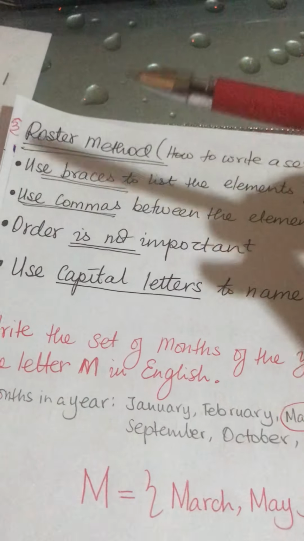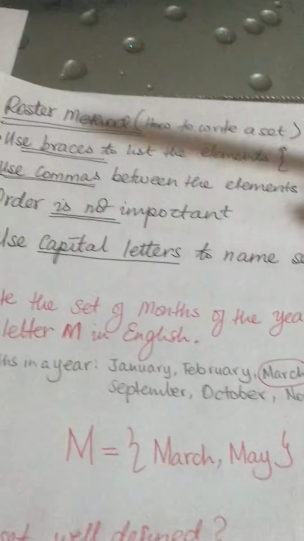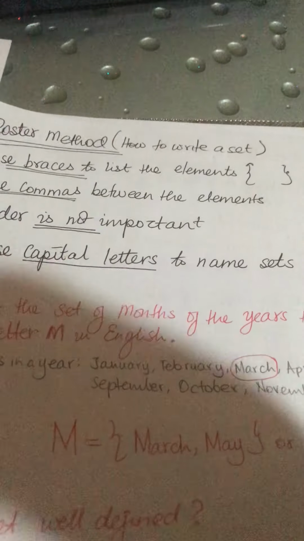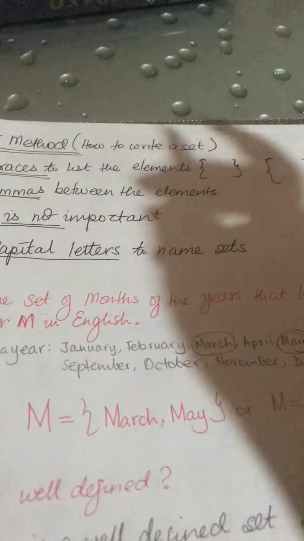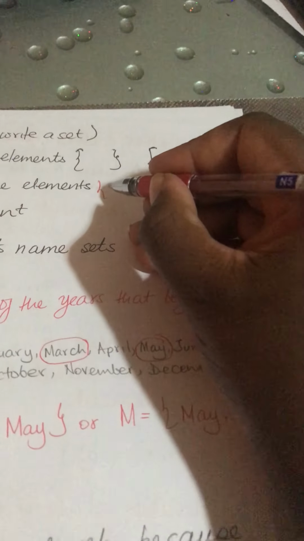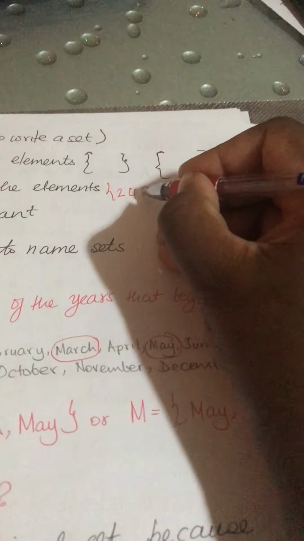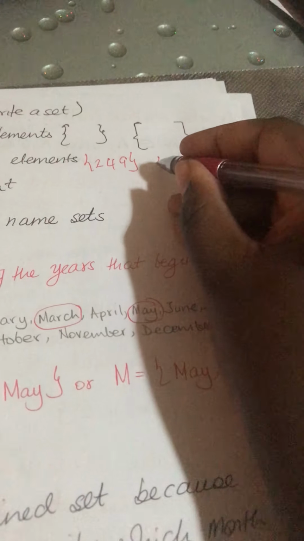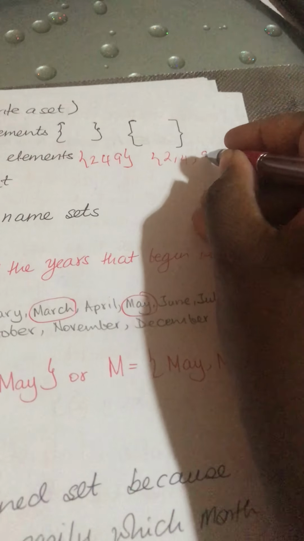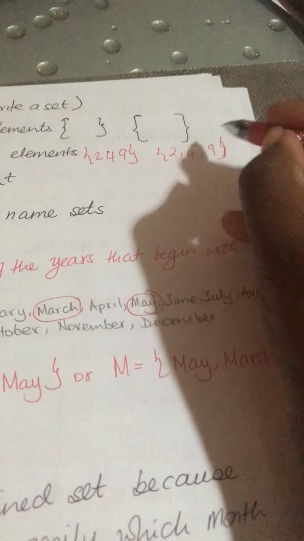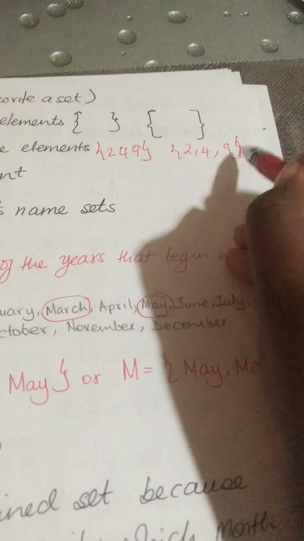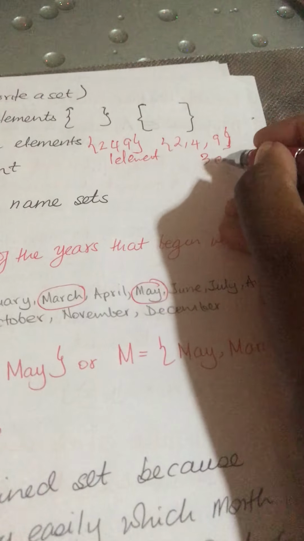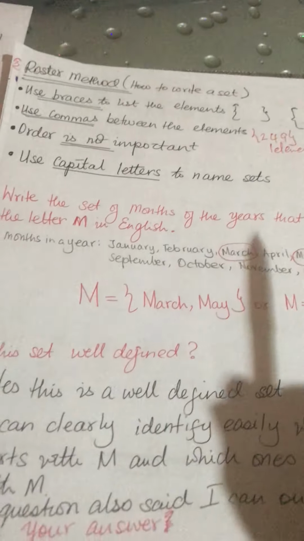How to write a set. You use braces. See, I wrote it over there. You must use commas between the elements. The commas are the ones that separate one element from another. So, if I write 249, this is one element because there are no commas. If I write 2, 4, 9, and I put the commas between 2, 4, and 9, these are 3 elements. So this is 1 element. This is 3 elements. Okay?